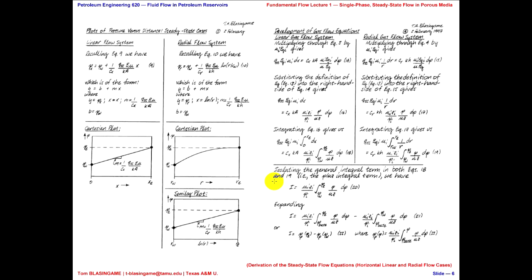Now, what would happen if instead of assuming that mu and B, the viscosity and the formation volume factor, were constant, we assume that they were allowed to be functions of pressure? Mu of p can look like a sine wave or a curly Q. It doesn't actually, it just goes up. And what's the formation volume factor going to look like? Well, we're going to redefine it in terms of Z for the gas case. Okay.